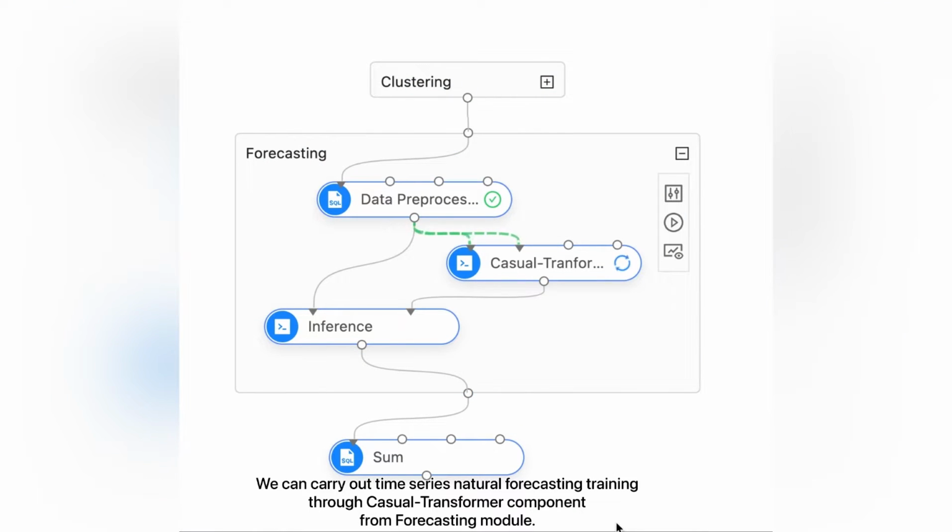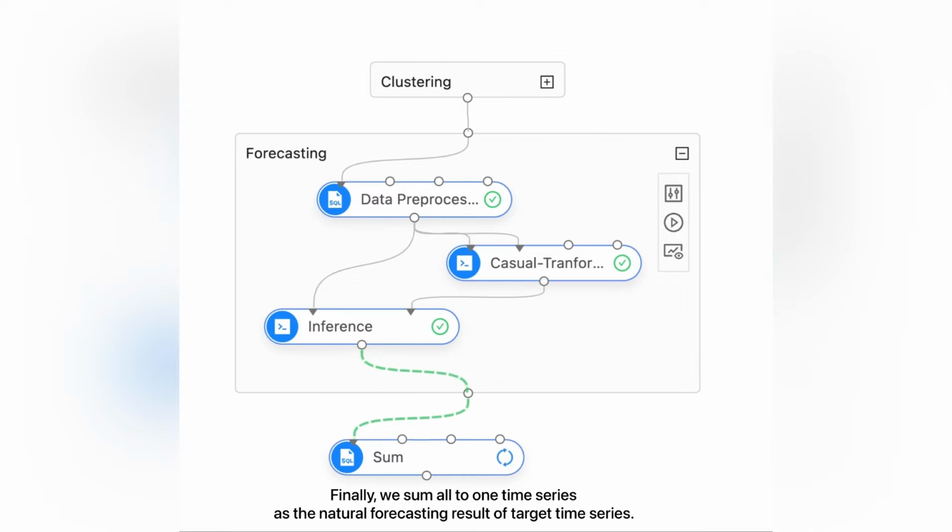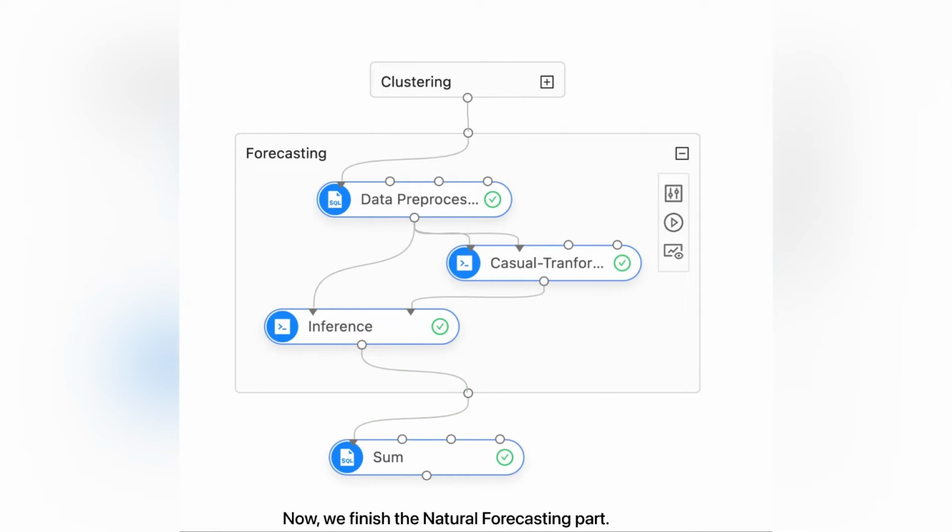We can carry out time series natural forecasting training through the causal transformer component from the forecasting module. Then the inference component performs inference to forecast time series from the test sample and trained model. Finally, we sum all to one time series as the natural forecasting result of the target time series. Now, we finish the natural forecasting part.